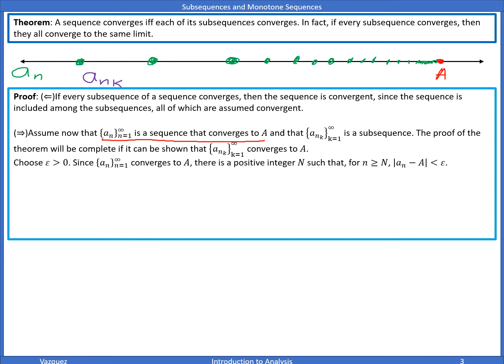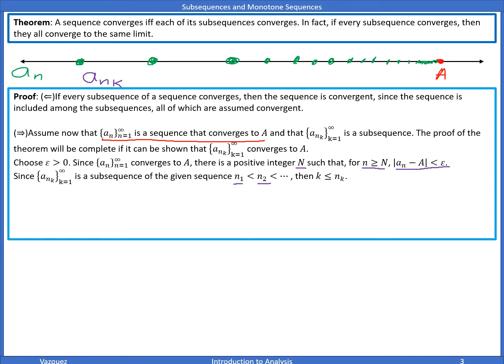Right? So we're going to choose epsilon greater than 0. And since our sequence a sub n converges to a, there's a positive integer big N such that little n greater than or equal to big N makes the difference between our sequence and its limit point arbitrarily small, less than epsilon. That's just the definition of convergence. Okay, but now, since we have a subsequence of the given sequence, n sub k must be greater than or equal to k.